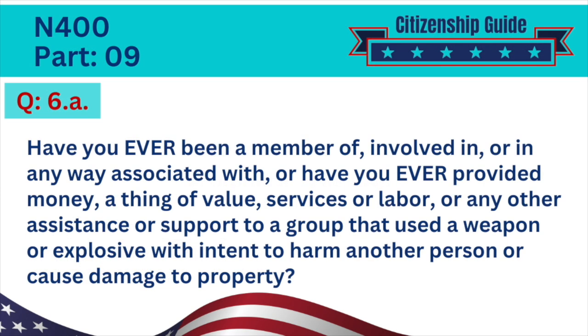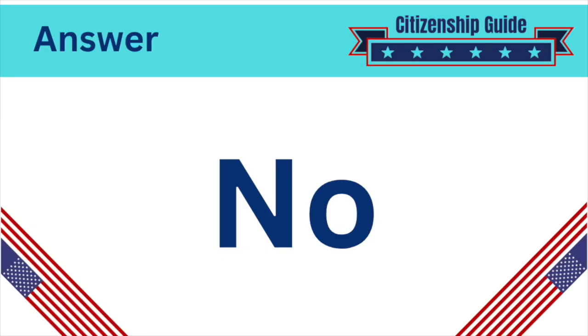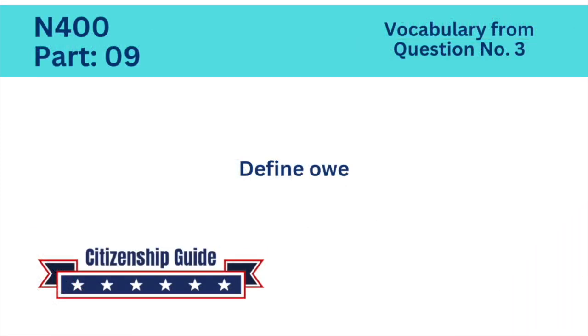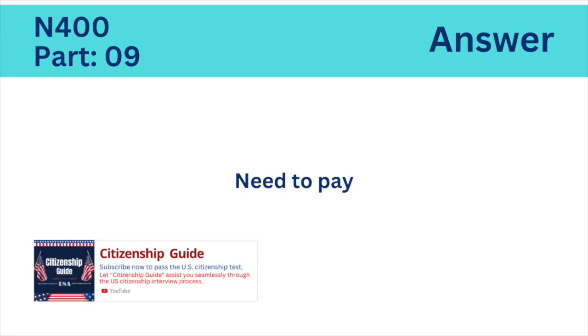Have you ever been a member of, involved in, or in any way associated with, or have you ever provided money, a thing of value, services or labor, or any other assistance or support to a group that used a weapon or explosive with intent to harm another person or cause damage to property? No. Define owe. Need to pay.